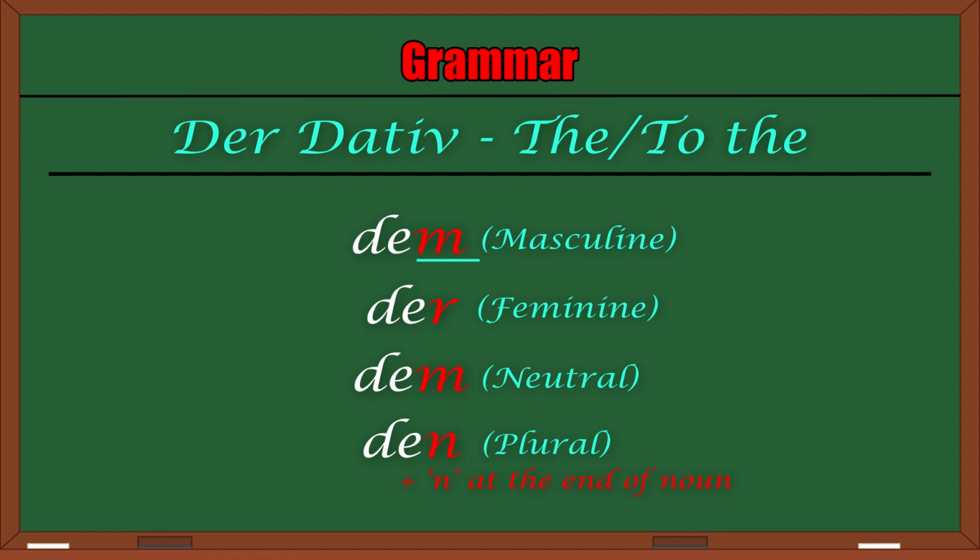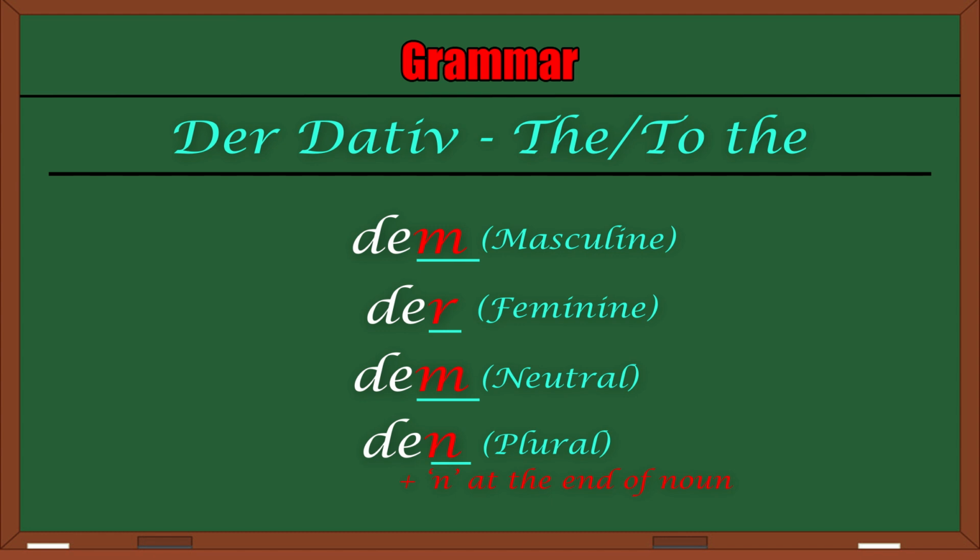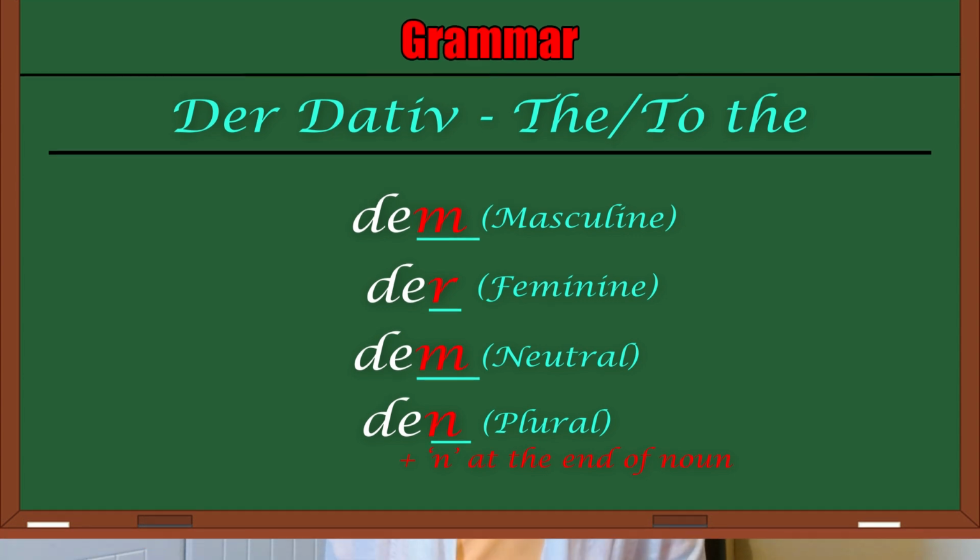So it's like M, R, M, right? And then n onto your definite article, den, and then n onto your plural noun. So that's, again, the accusative, den, die, das, and die, and the dative, dem, der, dem, den, and n onto the noun for the plural one. So that's the word for the.